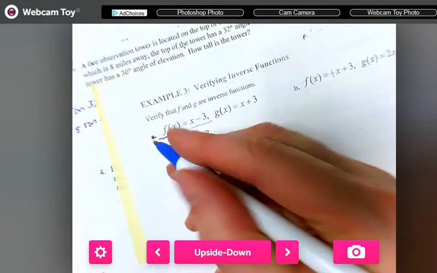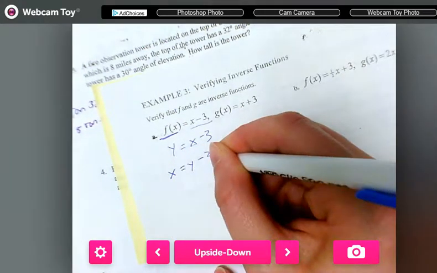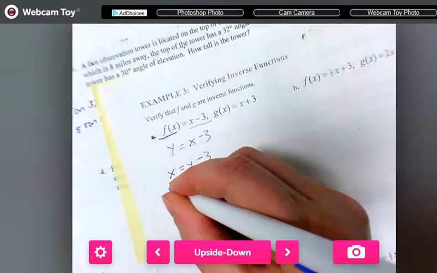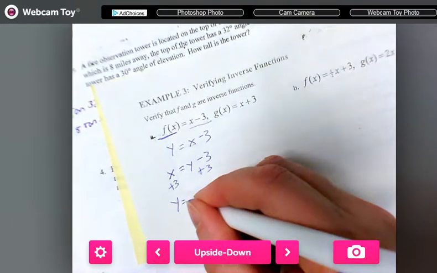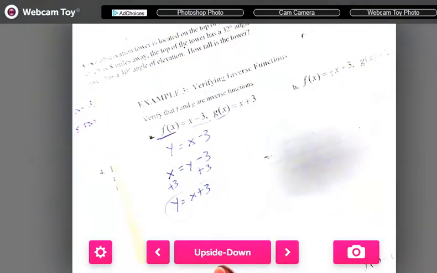We're just going to do the same thing where we flip. X equals y minus 3. And then we're going to solve for y. So y equals x plus 3. Oh, look, that's the same thing as g of x. So that so far is correct.